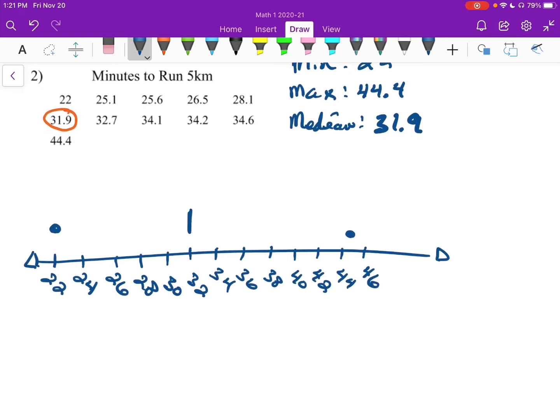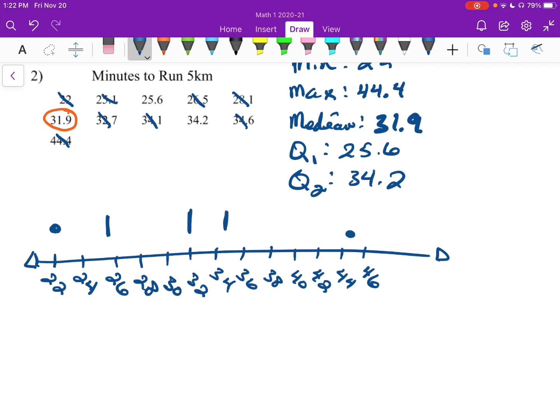All right, now for Q1, I'm going to look at the first half of the data, cross out the first and last, and I'm left with 25.6. Well, that's somewhere near 26. I'll just go just a little bit less than 26. The second half of the data, I'll do first, last, and I got 34.2. So Q3 is 34.2. That'll be just a little bit bigger than 34. Now I connect my dots, and I make my whiskers, and there we are.